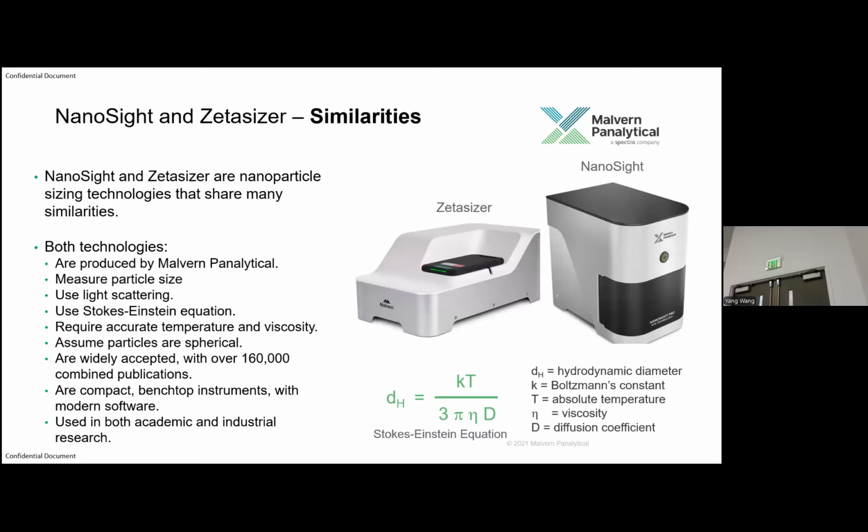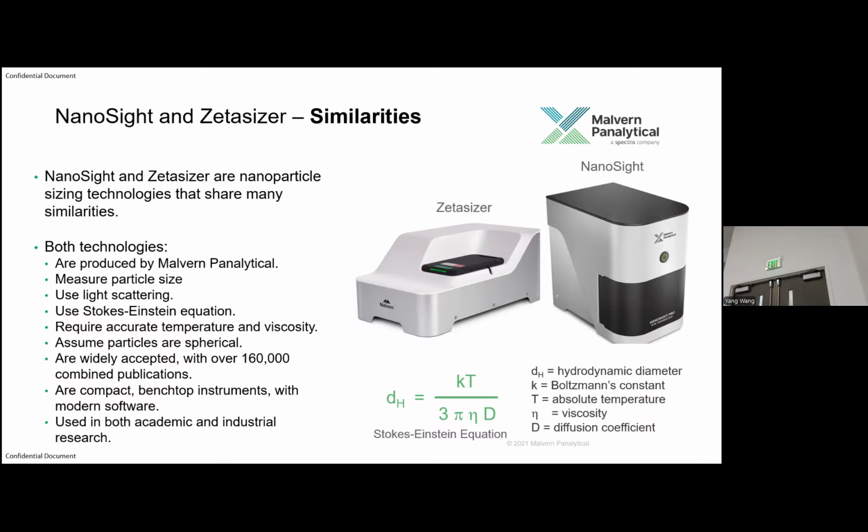And then as I mentioned yesterday, there's a lot of similarities between the NanoSight and the Zetasizer. Again, they both measure size, they're both light scattering based instruments. They both use the Stokes-Einstein equation with their relative variations of that. They both require temperature and viscosity as part of the equation. They are looking at hydrodynamic diameter. And then a lot of publications, both benchtop, both relatively small. You saw them in the lab yesterday.